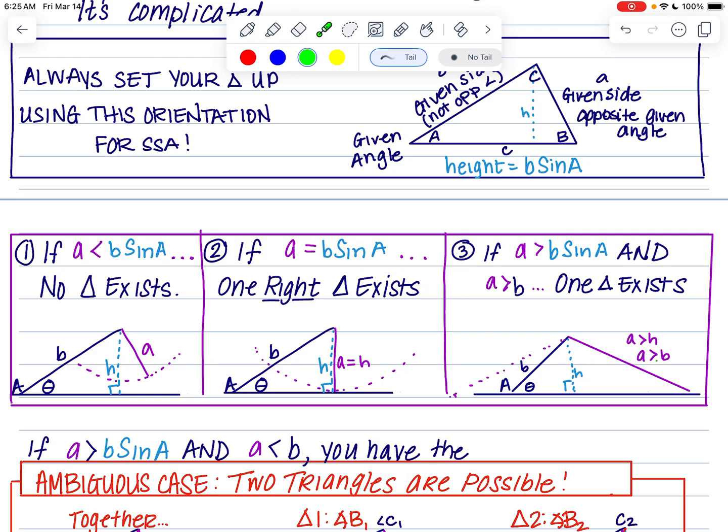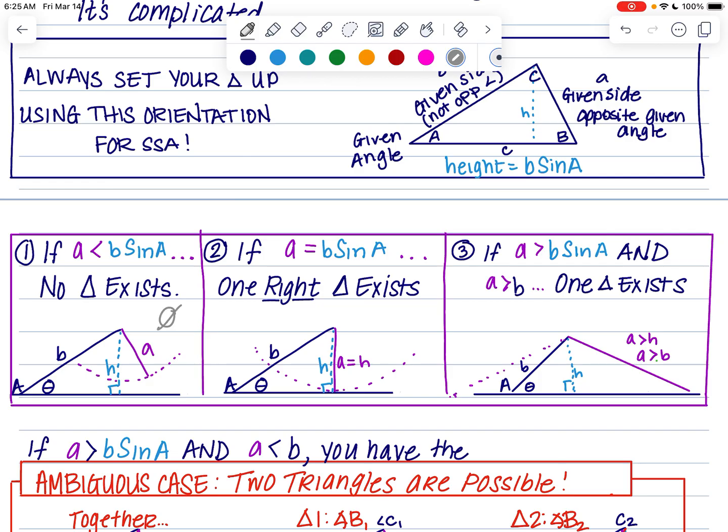That piece of the triangle is not long enough to connect to the side of the triangle down here. Your A, this guy here, is too short. It doesn't work. You can't make a triangle with that configuration. So that means if you have a problem like this and you find that A is less than your height, you have no solution. You don't have a triangle.